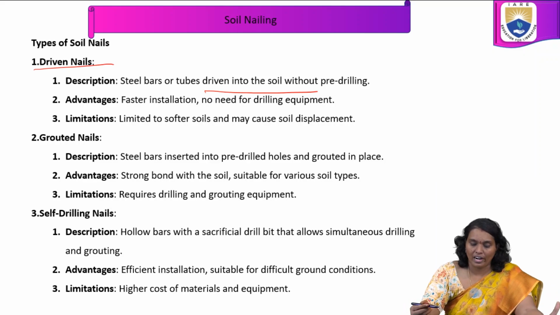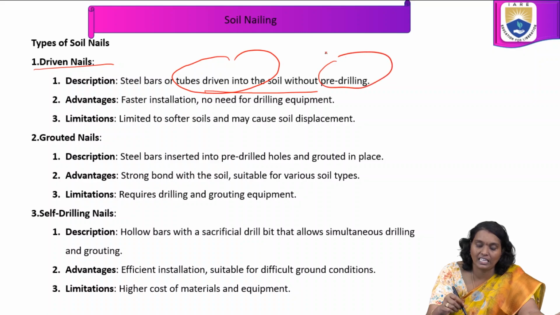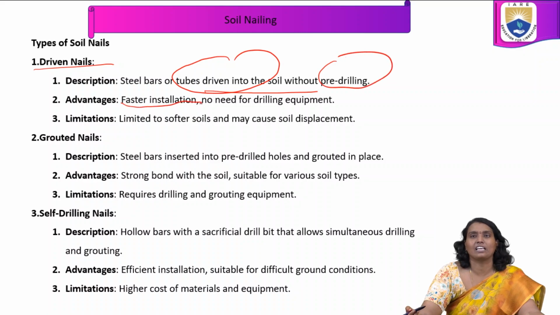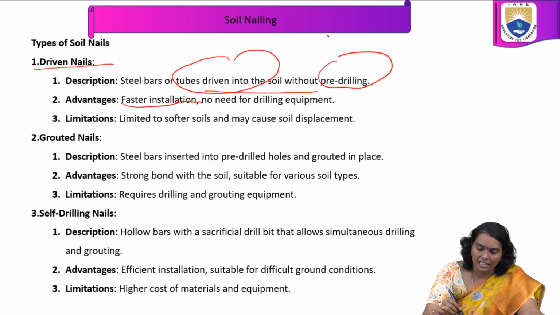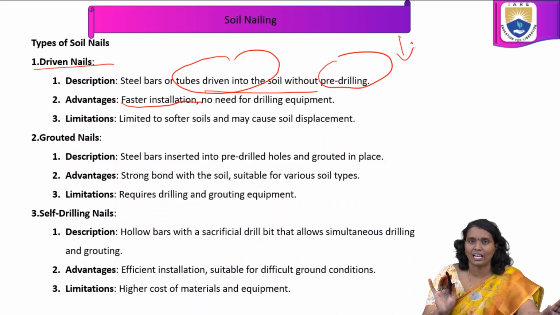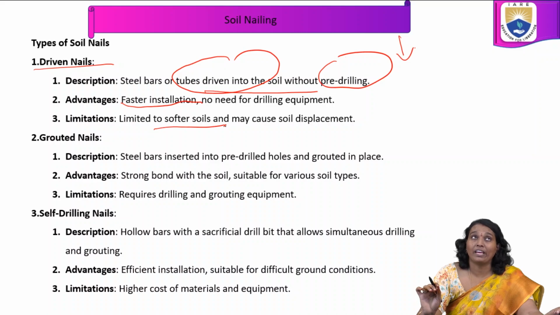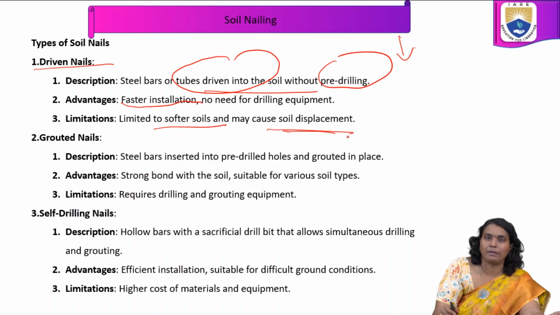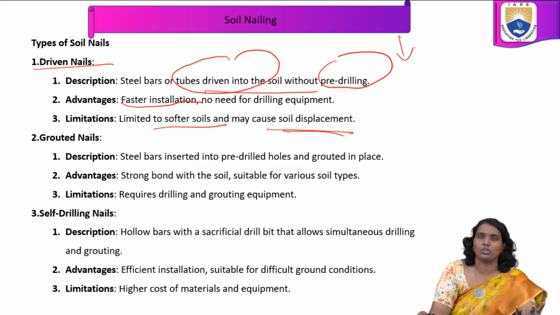Driven nails are driven into the soil without pre-drilling. It means faster installation, with no need for any drilling equipment. It also has one limitation: the steel bars are driven, so this type suits softer soil, and it may also cause soil displacement. For harder soils, driven nails are not suitable.